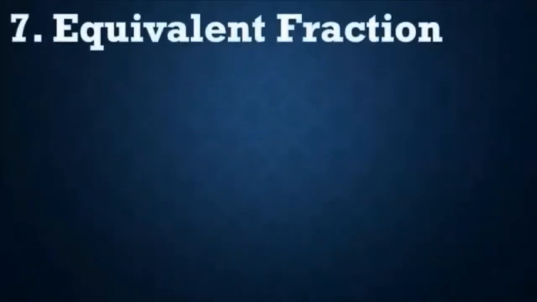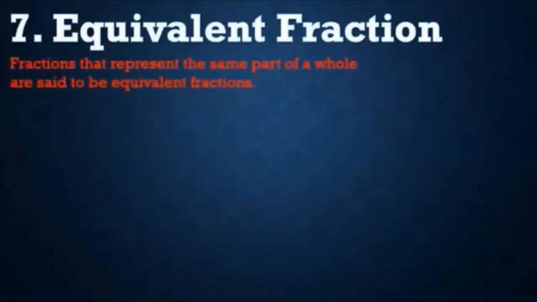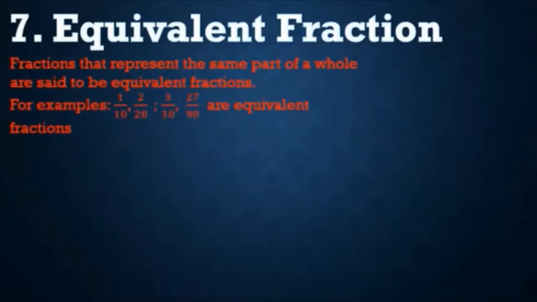Our seventh and last one, equivalent fractions. Fractions that represent the same part of a whole are said to be equivalent fractions. For example, 1 by 10 and 2 by 20 are equal, because when you multiply 1 by 2 and 10 by 2, we get 2 by 20. 3 by 10 and 27 by 90 are also equivalent fractions, because when you multiply 3 by 9 and 10 by 9, we get 27 by 90.